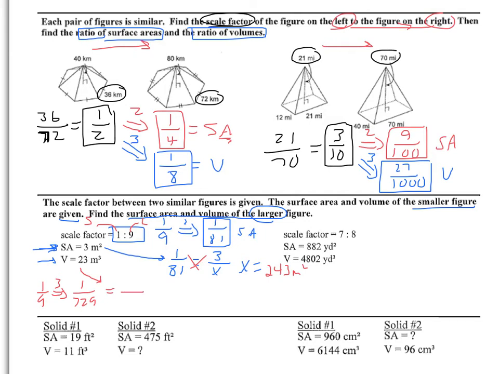I'm given the smaller shape, and I don't know the larger. When I cross multiply, I will get 16,767 meters cubed.